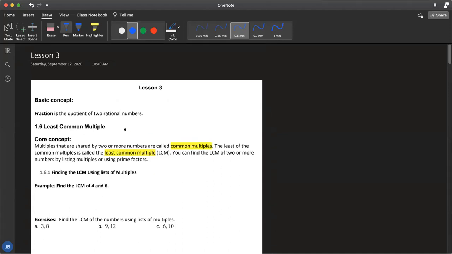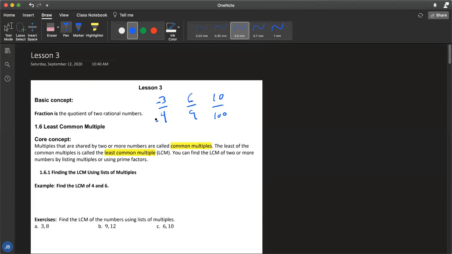So a fraction, like it says, is the quotient of two rational numbers. Okay. So we know fractions, right? 3/4, 6/9, 10/100, right? So we have our numerators on top and our denominators on the bottom.